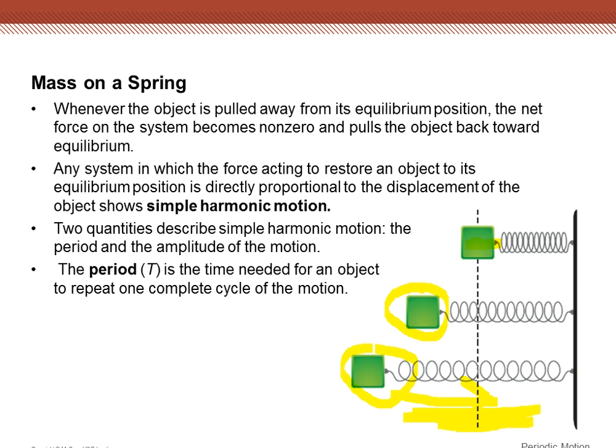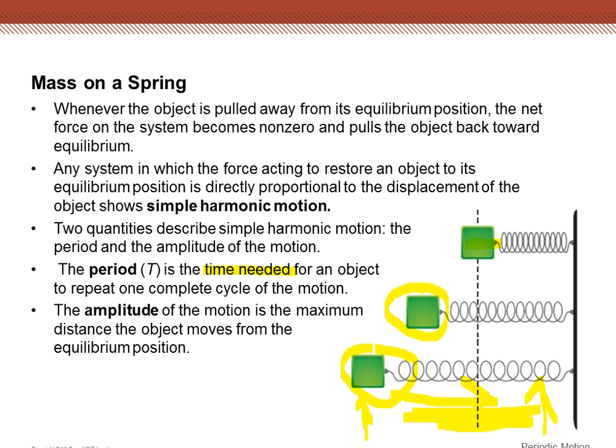The period is, and we use T to denote the period, a capital T. This is the time that is needed for an object to repeat one complete cycle of its motion. So we're talking about going from one end to the other end and then back to the original first spot, and that is one full cycle. So going from one spot, going through the cycle, and back to its original spot, that is a full cycle of the simple harmonic motion. The time it takes to complete that, we call the period.